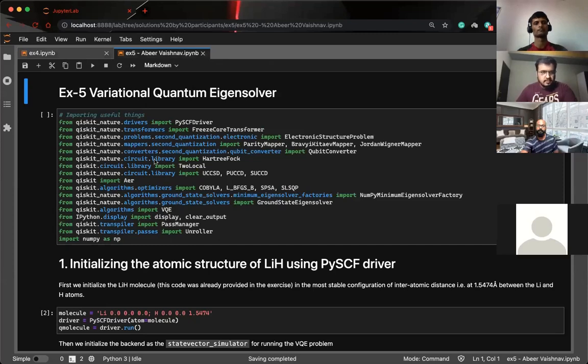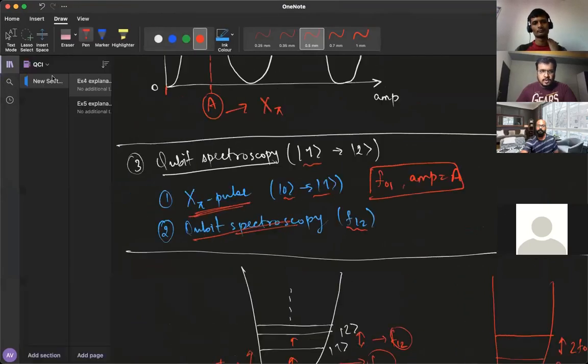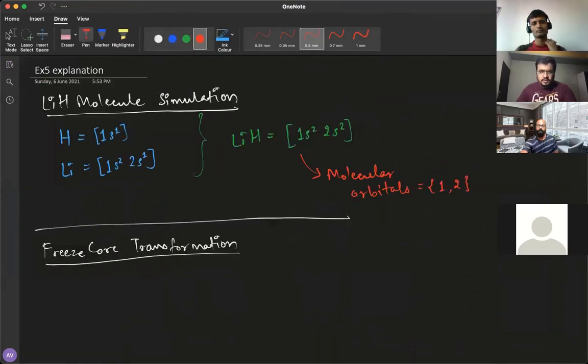We have exercise 5, which was based on simulating the LiH molecule. So for simulating the LiH molecule, first we need to see the chemical structure of that. LiH is made up of lithium and hydrogen.